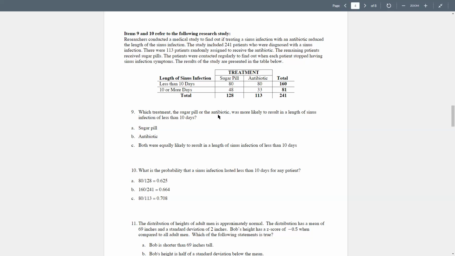One outcome is a sinus infection lasting 10 days or more, and the other is 10 days or less. So one group will be given a sugar pill, the other group will be given antibiotics. You're going to see the reaction either after 10 days or before 10 days. Okay.